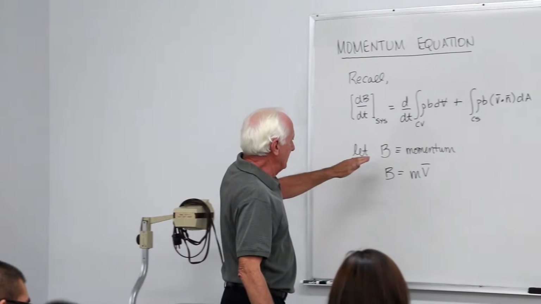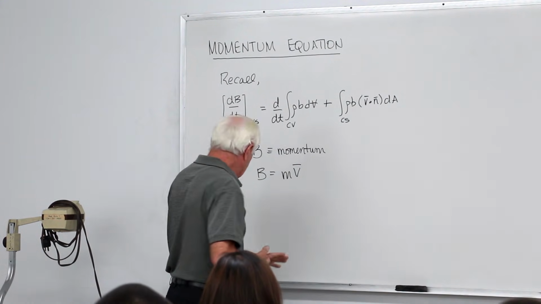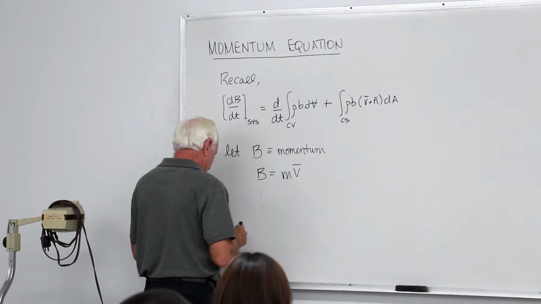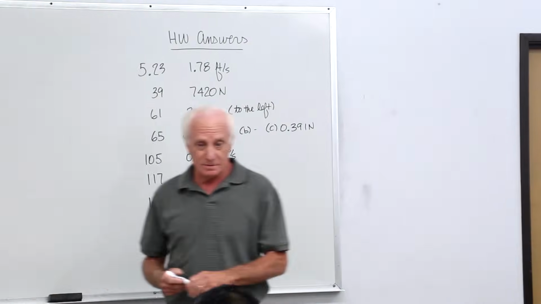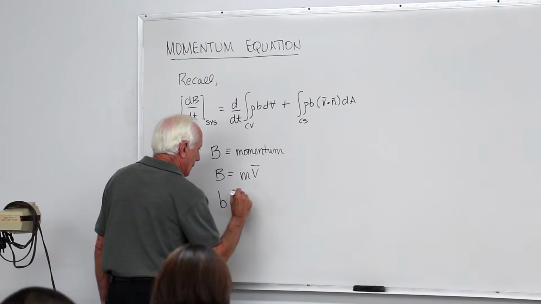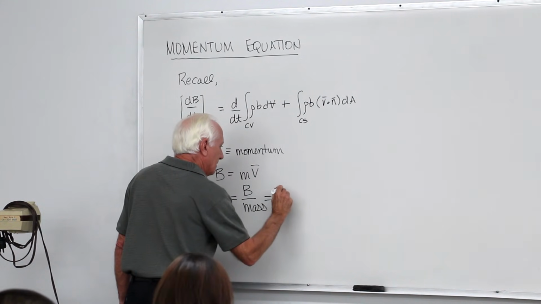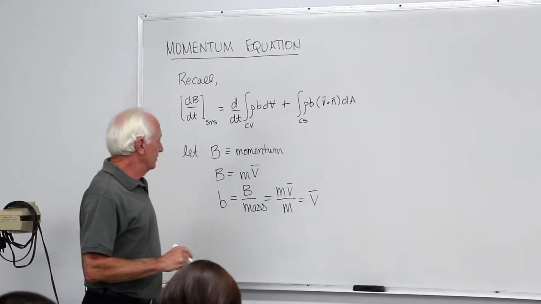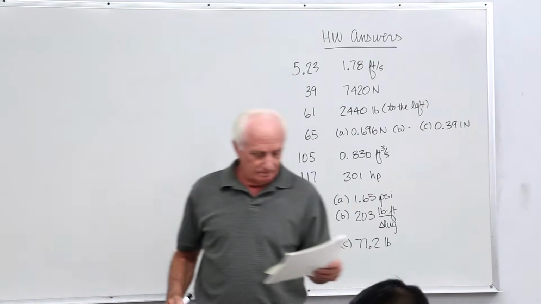Now we're going to let capital B be momentum, and momentum is mass times velocity. Little b, of course, is momentum divided by the mass, so little b is capital B divided by the mass. That's mv divided by the mass. Now we have what little b is, and we put little b in that equation.